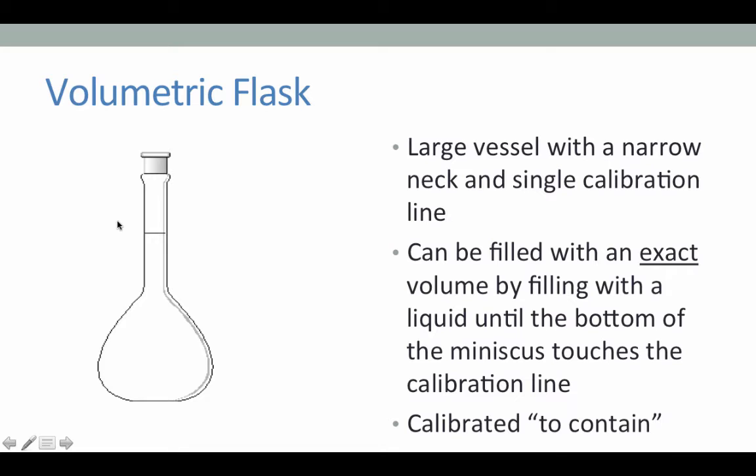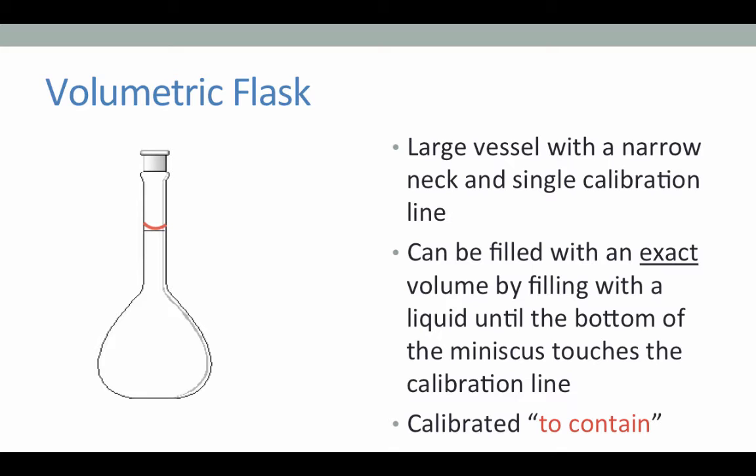The volumetric flask is a large vessel with a narrow neck and a single calibration line. This allows the flask to hold a large volume of liquid, but to measure that volume extremely accurately. To fill a volumetric flask, first add solution into the large reservoir portion of the flask. Then add drop by drop until the level of solution rises until you can see that the curve of the solution against the glass forms a meniscus, and that the very bottom of this curve, or meniscus, touches the etched line.